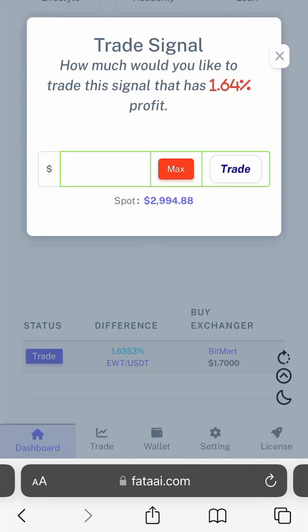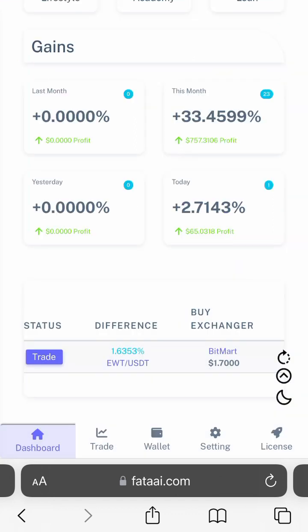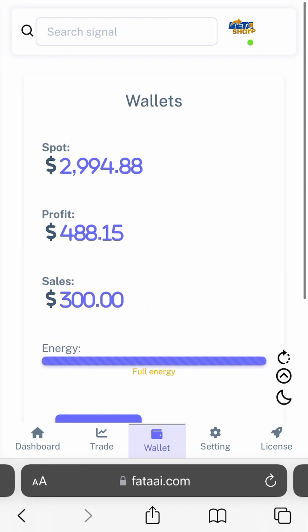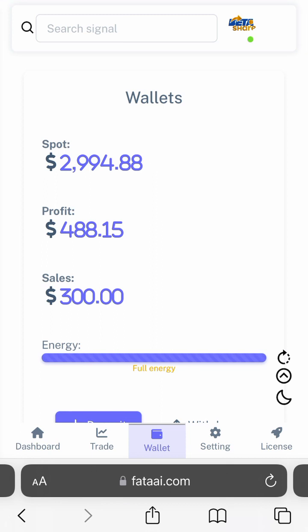Now you see that my spot before, I had 2,994. Your question should be, why is it not 3,000-something that I'm supposed to make? Let me show you something. Follow me. When you enter wallets, you are going to see there are 3 types of wallets. The first one is the spot wallet, the second one is the profit wallet, and the third one is the sales wallet. Now you can see my energy is filled up. The spot wallet is the one I can trade with. This is the money I deposited, where I deposit money that I can use to trade. The profit wallet is the wallet where any profit I make is stored.